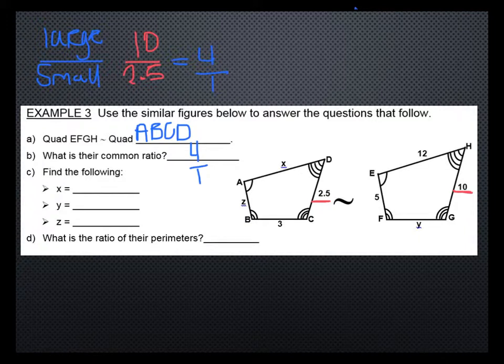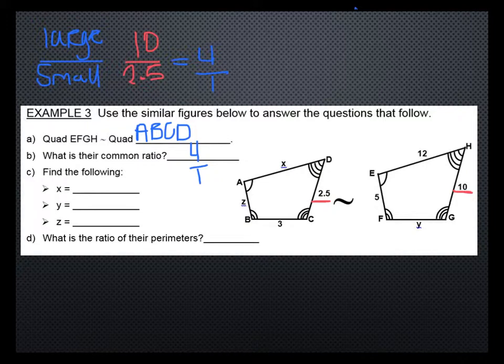What that means is for every 1 unit in this triangle, not this triangle, this quadrilateral, is an extra 4 units, or 4 more units, 4 times as many units. So now that we have our common ratio, we can use it to set up a proportion to find the missing side values, x, y, and z.